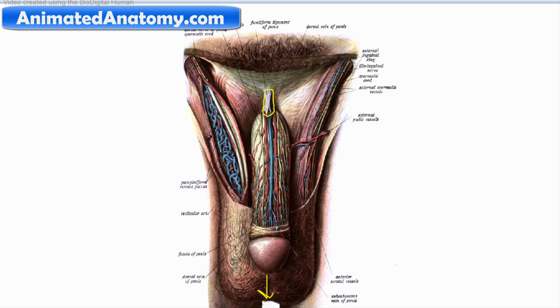So this can have serious consequences, because here you can see we have the dorsal nerves coming out, and there are multiple studies that have confirmed that people who had this surgery actually ended up with some loss of sensitivity, which is quite irritating, I would say.